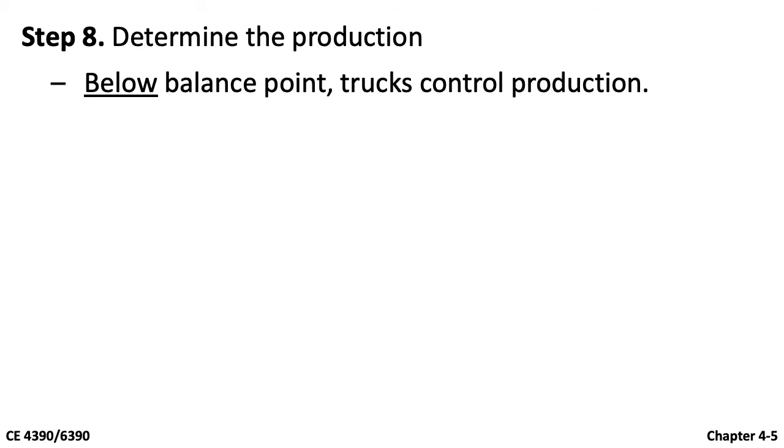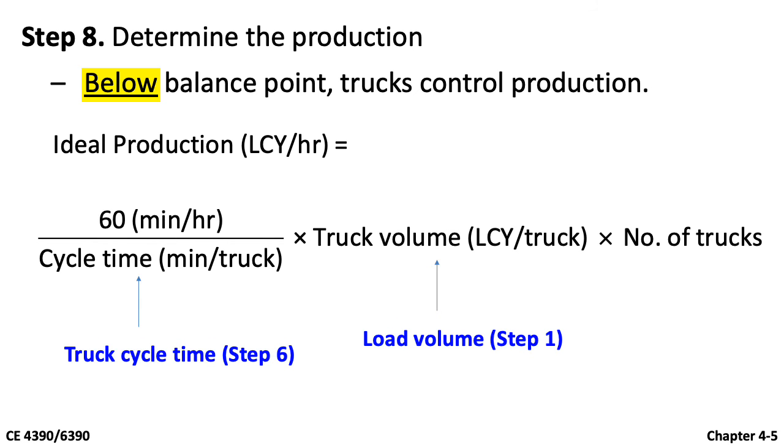If the number of trucks is below the balance point, trucks will control the system operation. So the production is equal to the number of cycles that a truck performs per hour based on the truck cycle time found in step number 6, times the truckload volume, and then times the number of trucks.